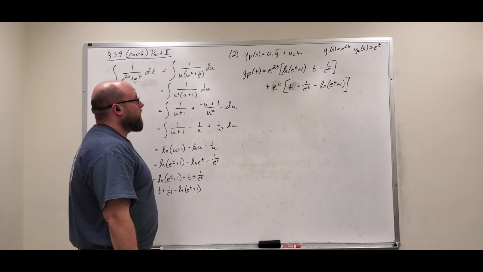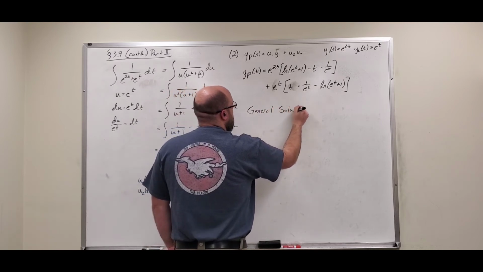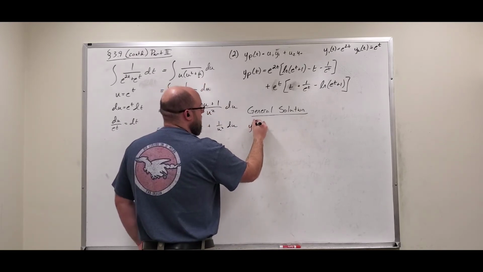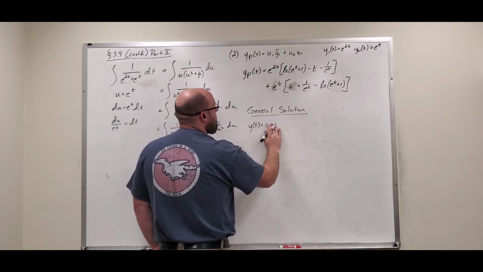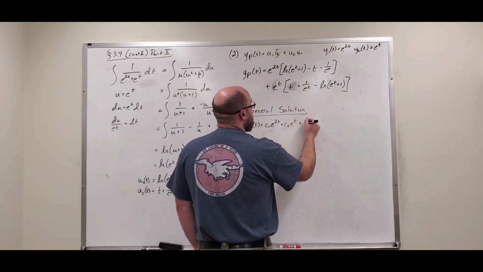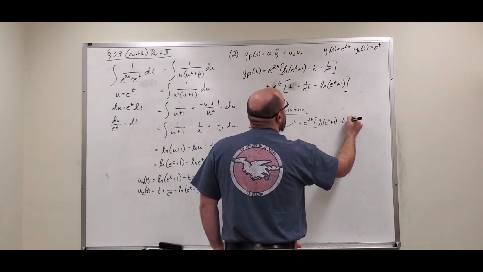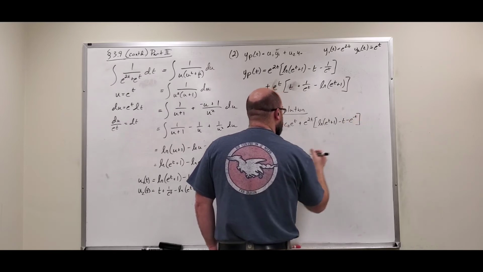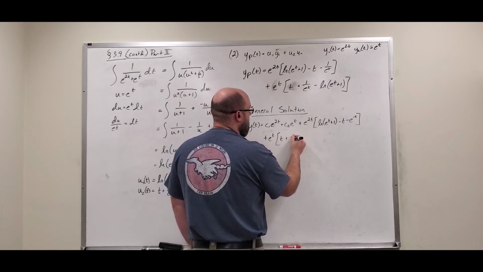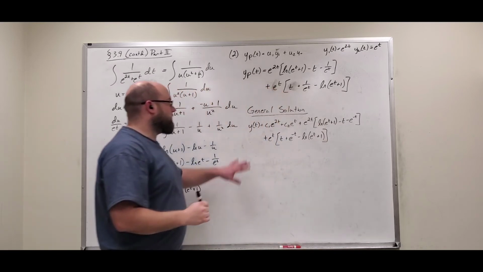Now we're going to combine that again with our complementary. So our general solution is going to be of the form y of t is equal to c1 e to the 2t plus c2 e to the t plus e to the 2t times the natural log of e to the t plus 1 minus t minus e to the negative t, just to write it a little bit differently, plus e to the t times t plus e to the negative t minus the natural log of e to the t plus 1. And that is the general solution.